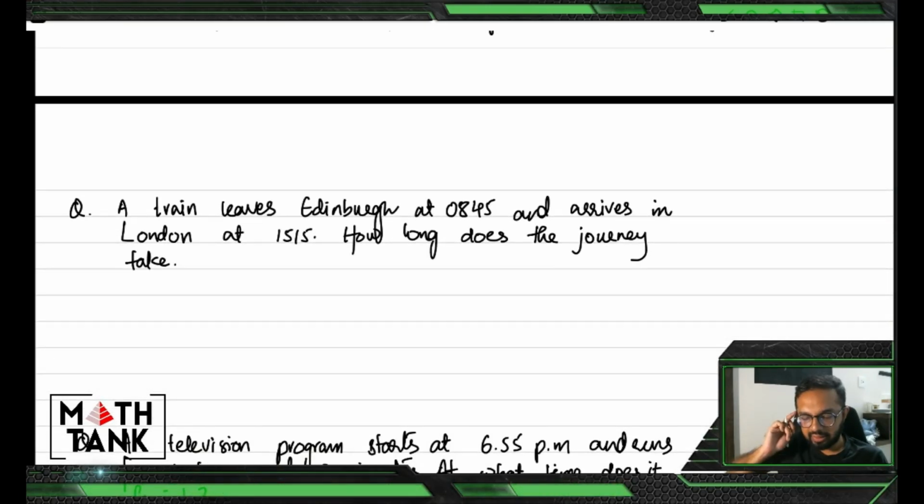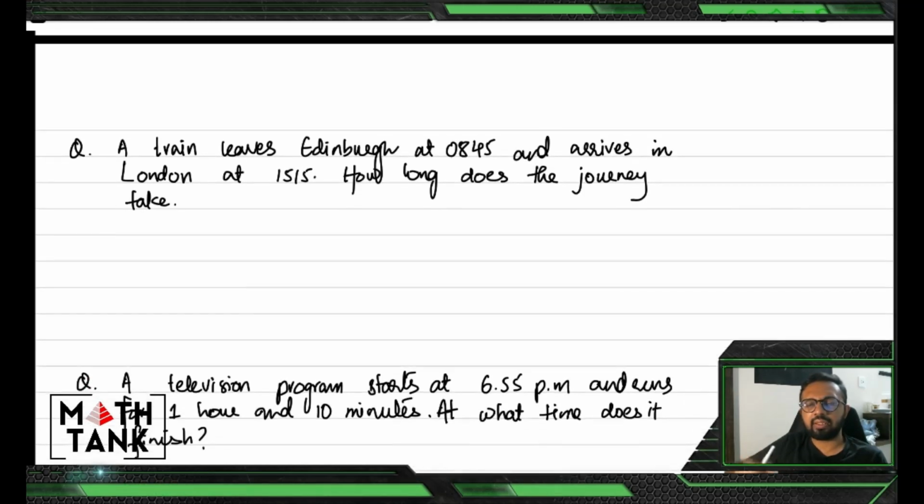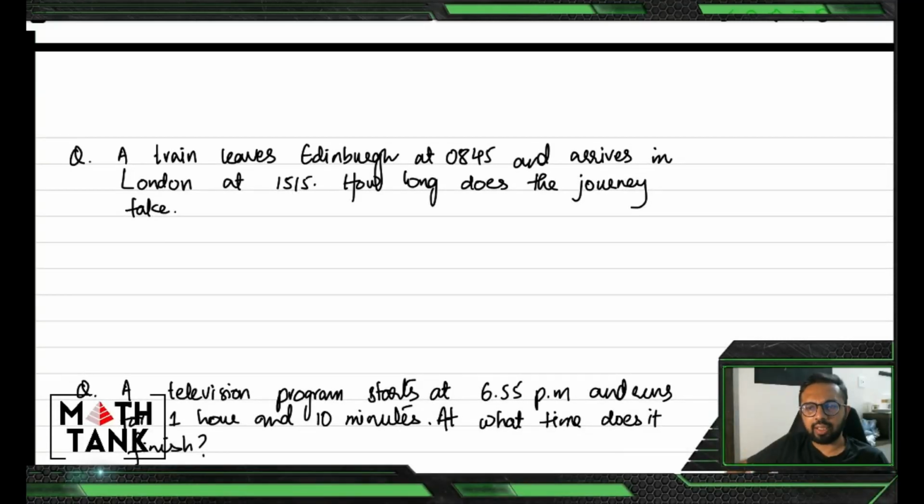Let's first look at this. It says a train leaves Edinburgh at 8:45 and arrives in London at 15:15. How long does the journey take? Whenever you have questions like this, it's always important to count step by step. Don't rush through these questions, as that makes it more complicated. Don't try to calculate directly that I'm going to count from 8 to 15 and then adjust the minutes and so on.